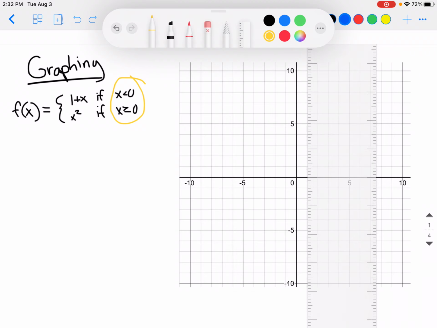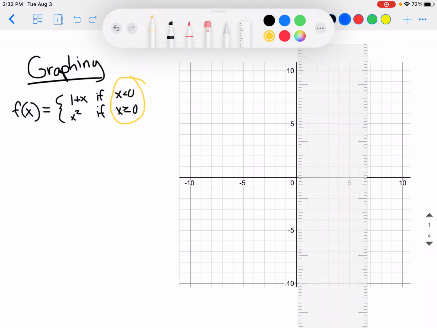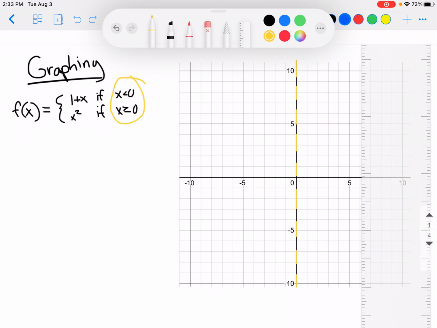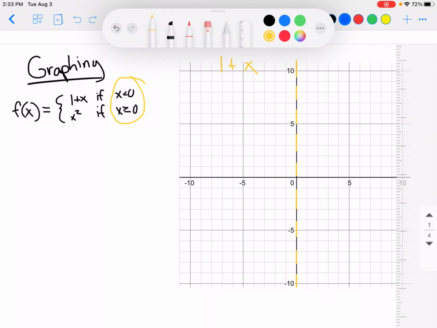So what I'm going to do is go to the y-axis, and then since it is on a dark line, I'm going to do this in yellow. I'm just going to put a dashed line here. And so what this represents is the barrier. On the left-hand side, if x is less than 0, I'm going to be graphing 1 plus x. On the right-hand side, though, I'm going to be graphing x squared.